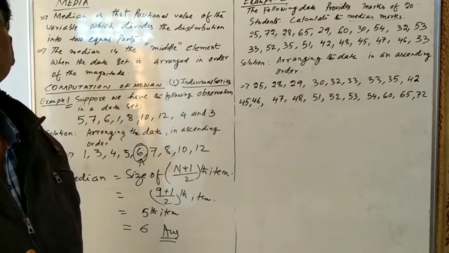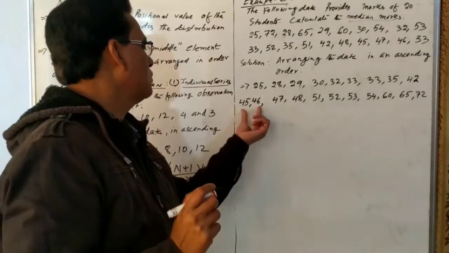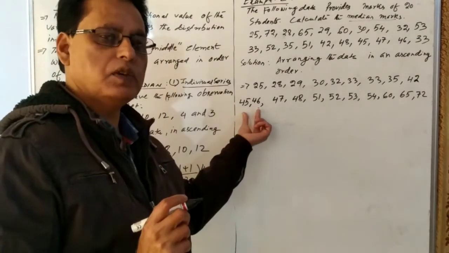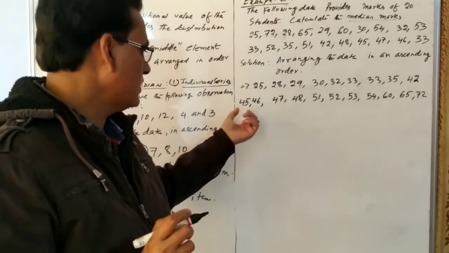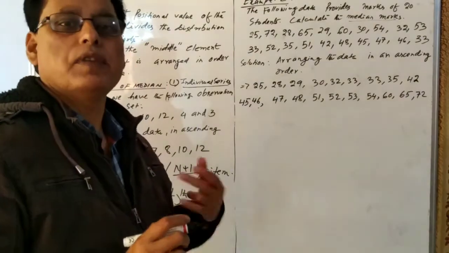So what can we do? We can take the middle two values. We'll take the sum of the middle two values and divide by 2.